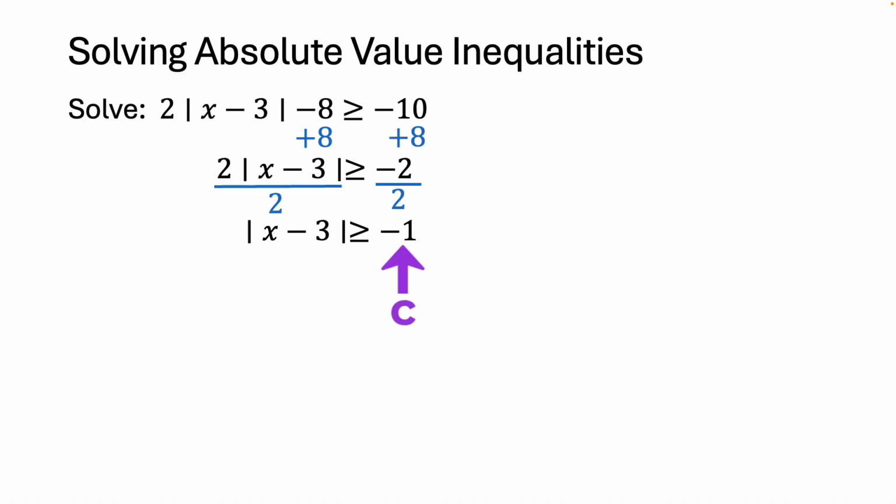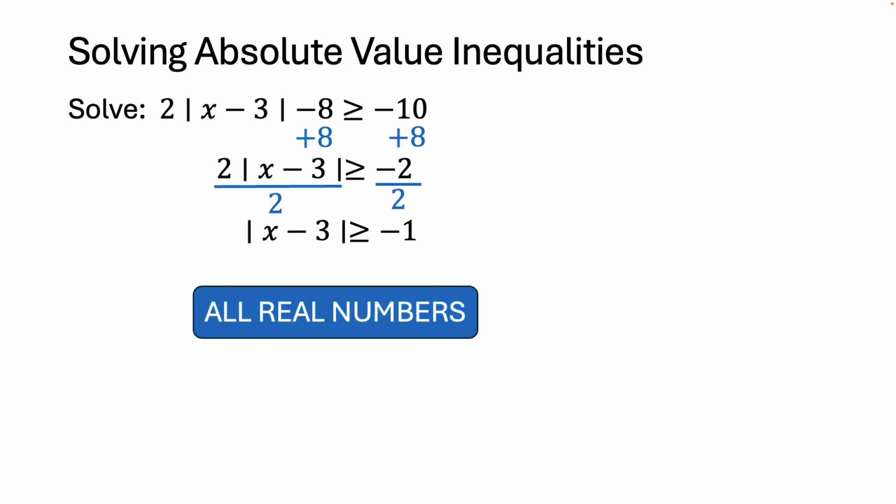Now our value of c is -1. Since the value of c is negative, this tells us we're in one of our special cases. So let's look at the left-hand side. The left-hand side is our absolute value. That is always going to be positive. So we have a positive is greater than or equal to -1. That's always going to be true no matter what value we plug in for x. So our solution set here would be all real numbers.